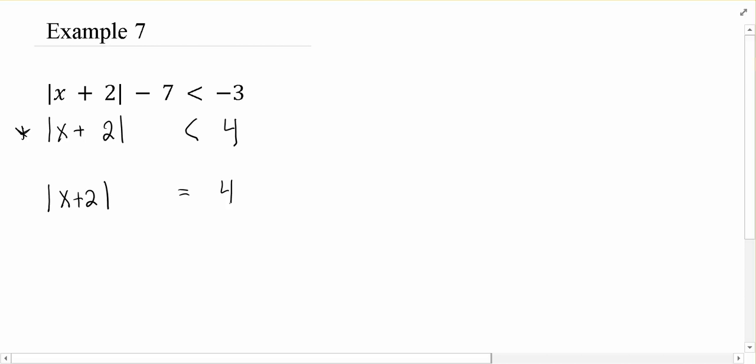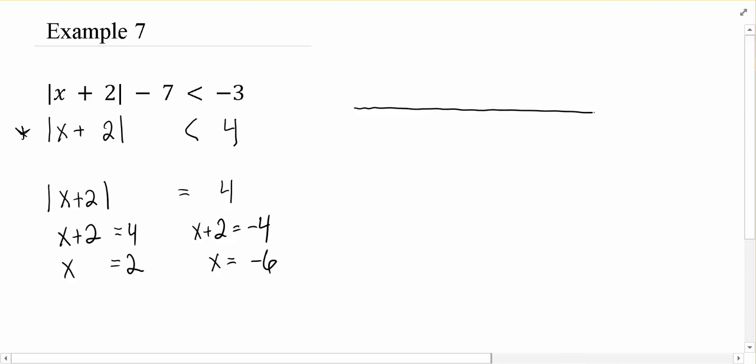Now we can ask, do I have an absolute value by itself? Yes. Is the other side a non-negative? Yes. So now I can break it up into 2 separate equations because I can now use the absolute value property. We're going to subtract 2 from both sides, subtract 2 from both sides, and get our 2 values. We now plot those 2 values on the number line. So we have -6 and 2.